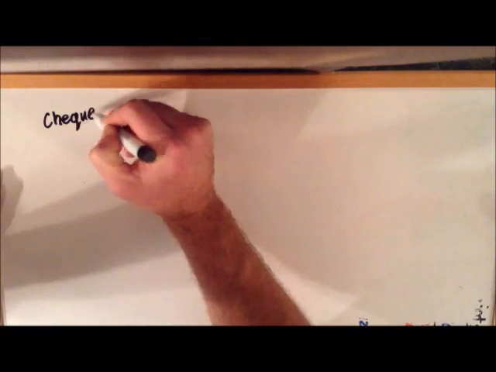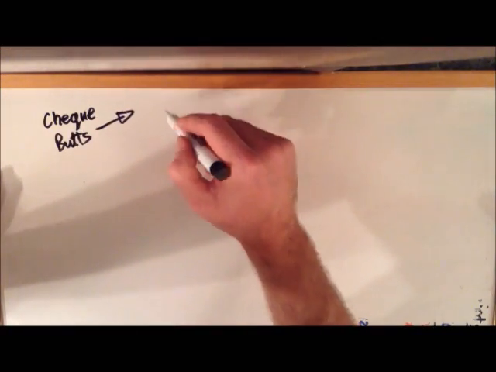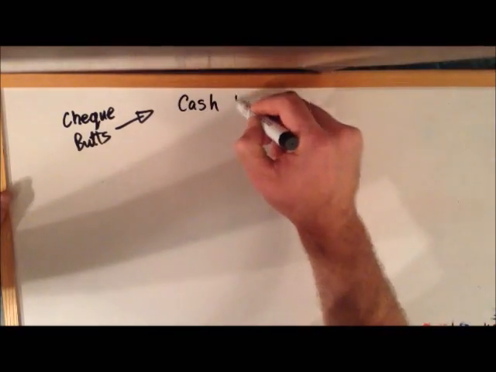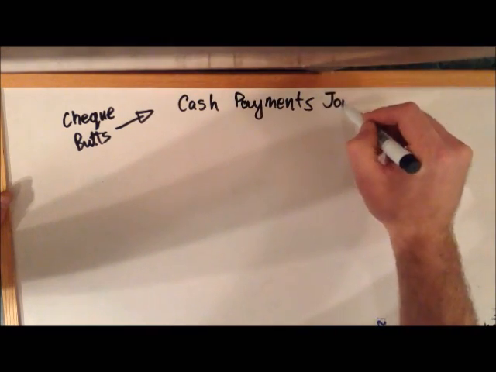Next part of the process is we take all our check butts and we use that information to create our cash payments journal.